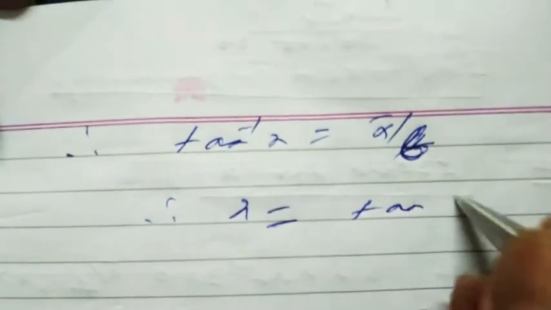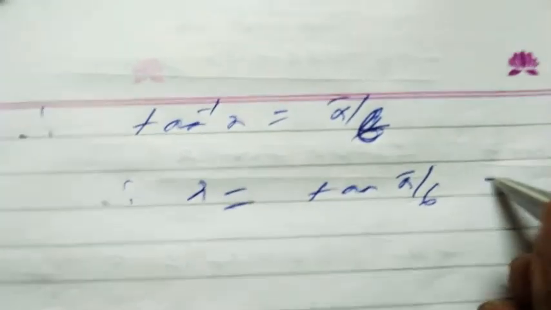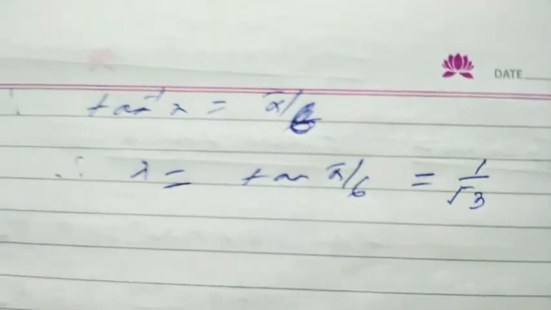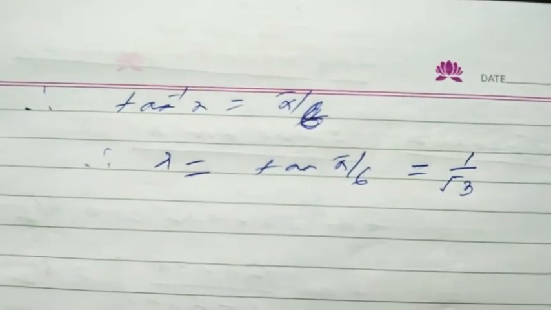So therefore tan inverse of x is equal to pi by 6. That implies x is equal to tan of pi by 6. Tan of pi by 6 is nothing but 1 by root 3. So this is the way we can go with solving the equation for x.